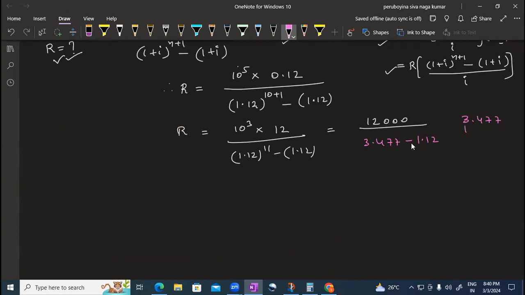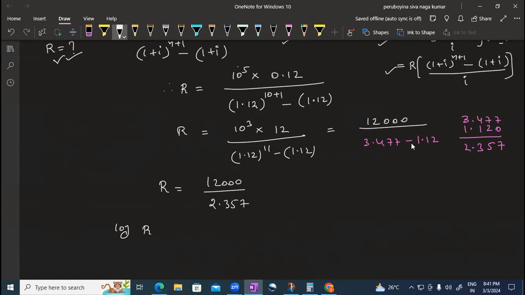3.477, 1.12. If there is no decimals, make it 0. 7, and this is 5, and this is 3, and this is 2. So R is equal to 12,000 divided by 2.357. Take log on both sides.